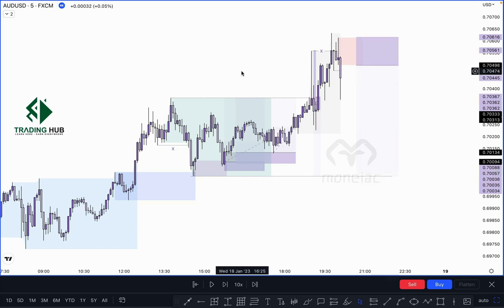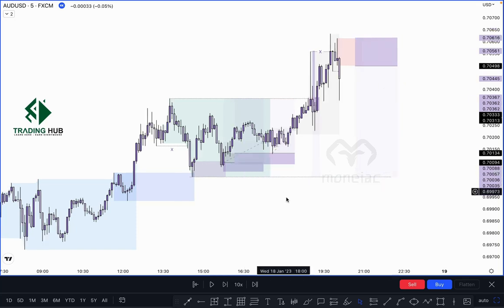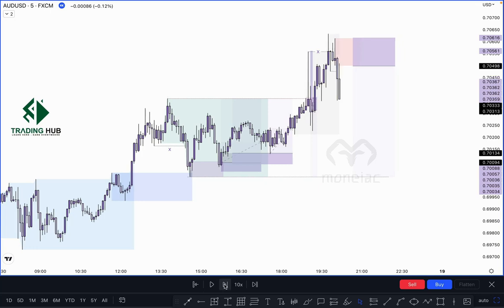So this one is our first entry. You have to wait for it to mitigate this order block. Okay, so finally the market hit our order block. Now you have to wait for a 1-minute confirmation if you want to add one more position.